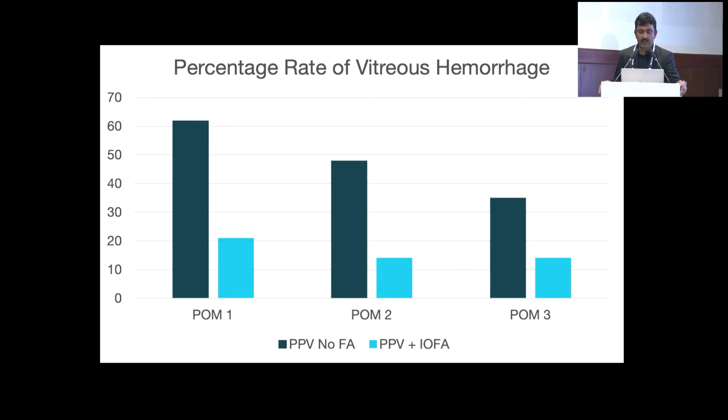Even the studies have shown the percentage of post-operative vitreous hemorrhage tends to be less in a digitally assisted fluorescein angiography assisted vitrectomy when compared to the conventional vitrectomy, because you tend to treat all the lesions properly.